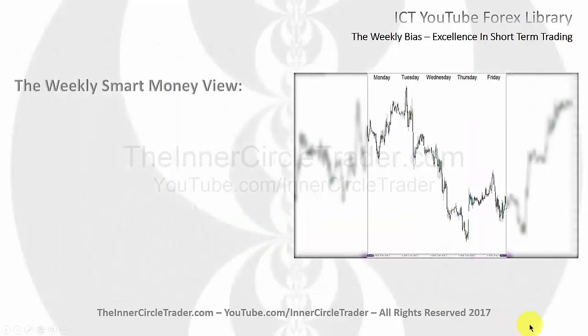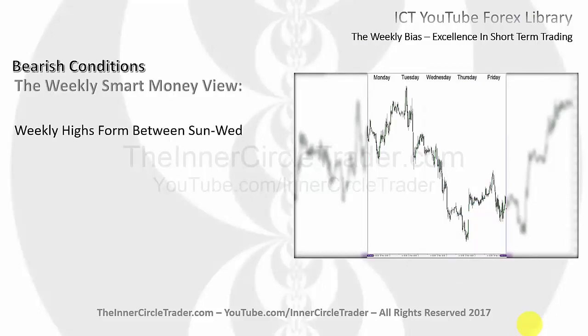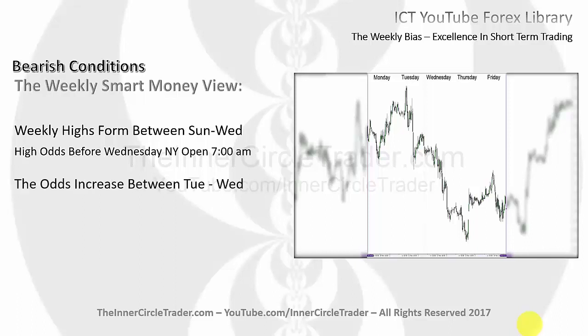Okay, the weekly smart money view for bearish conditions. You can see here we have the same thing, just reversed. We're looking for the weekly high to form between Sunday and Wednesday. High odds between Wednesday's New York Open, 7 a.m. from Sunday's opening. That's what we're looking for. But the odds further increase again between Tuesday's and Wednesday's trading, specifically focusing on Tuesday's London Open to Wednesday's New York Open.